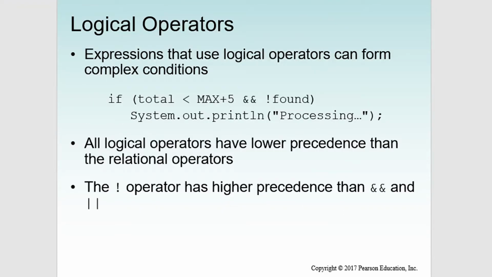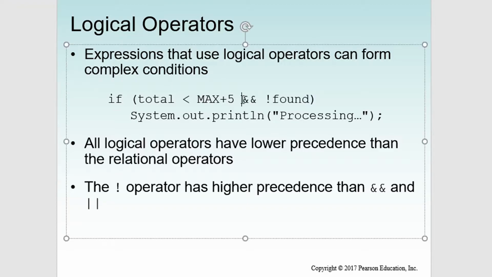Expressions that use logical operators can form complex conditions. So here is a complex condition. Here is the and. On one side of the and, you have total is less than max plus 5. On the other side of the and, you have not found.